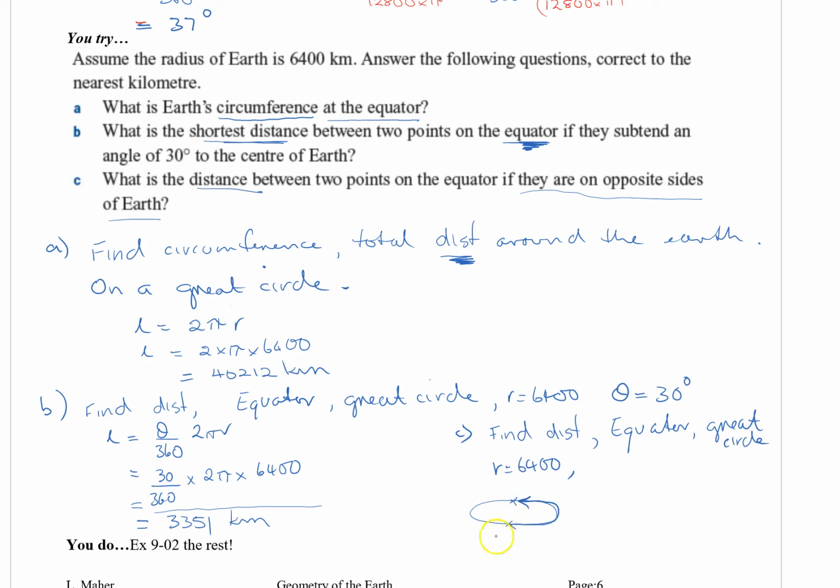So we don't need our formula this time. The distance will be a half of 40,212, and that's 20,106 kilometres. Should be right now to get started on exercise 902.